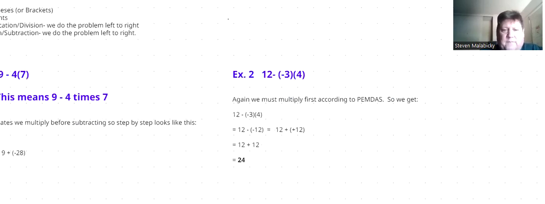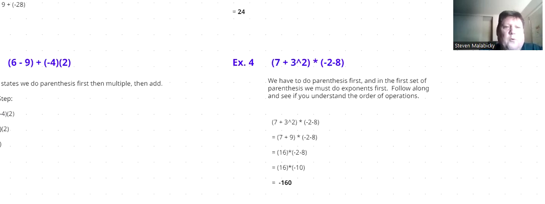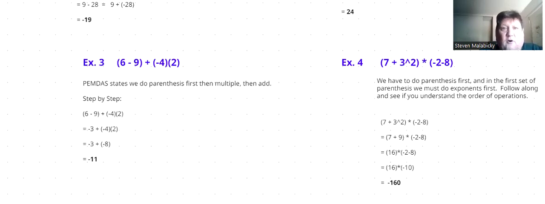Example 3. Here, we're going to do parentheses first. Not these parentheses, because the numbers in those are already there, but this parenthesis, because I don't know that answer yet. Then we will multiply, and then we will add.